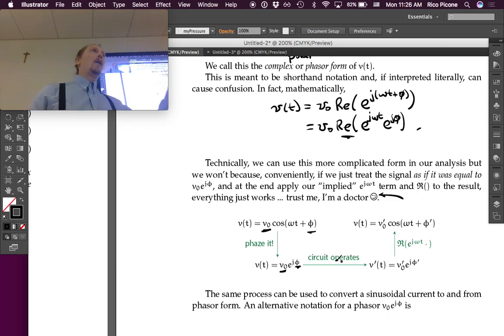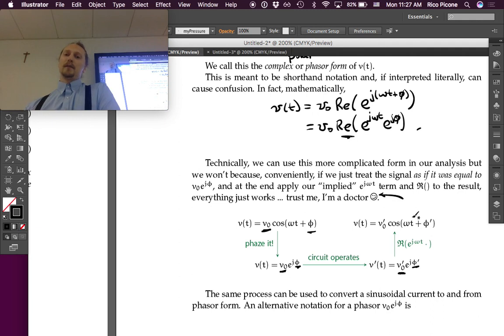We're going to learn how the circuit operates on these things soon, but for now, we'll just say it operates on them, and it ends up changing the magnitude and phase, right? In steady state, that's all that happens. That's all that matters. If sinusoidal input, we get a sinusoidal output with the magnitude change and the phase change, right? So I'm using prime here to mean it's a new one, not to mean derivative. I don't use prime for derivative in this class at all. So if you see a prime, it doesn't mean derivative.